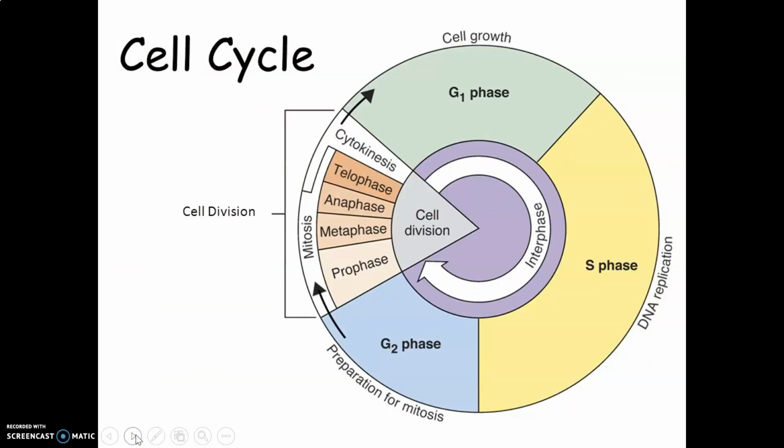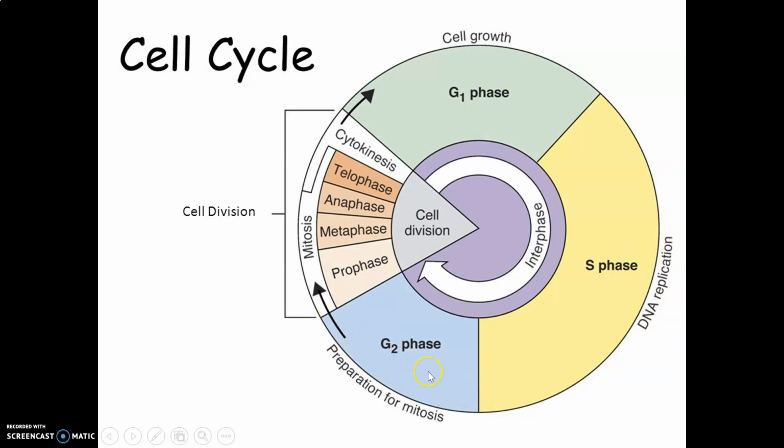So here's a diagram of the cell cycle. You can see that this whole thing right here, this purple pie piece, is interphase. You have G1, which is cell growth. You have the S phase, where DNA replication occurs. And then you have the G2 phase, which is preparation for mitosis, where growth happens again.